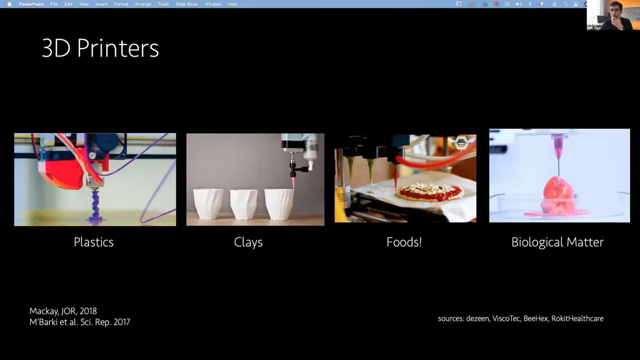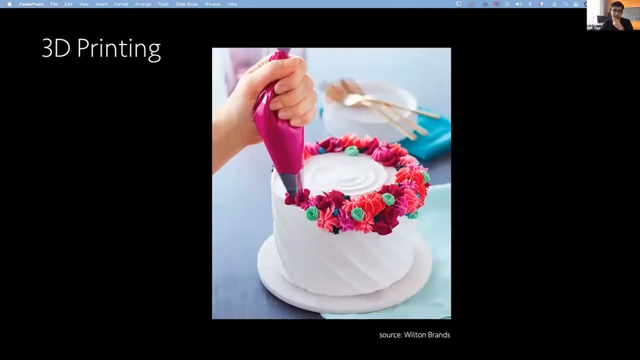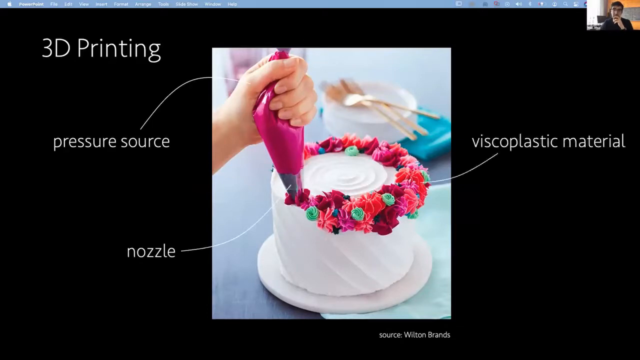If you don't know how 3D printers work, this is a picture I typically use to explain them. To make a 3D printer, of this type based on extrusion, all you need is a pressure source, a nozzle, a viscoplastic material or non-Newtonian fluid, and I'll come to what it means, to go through your nozzle, and a substrate that can be soft or hard that you basically 3D print on.